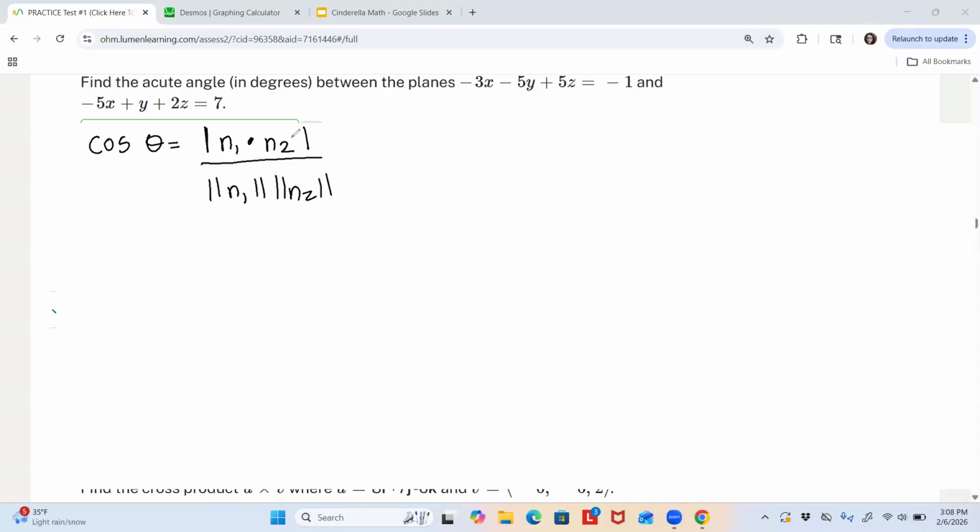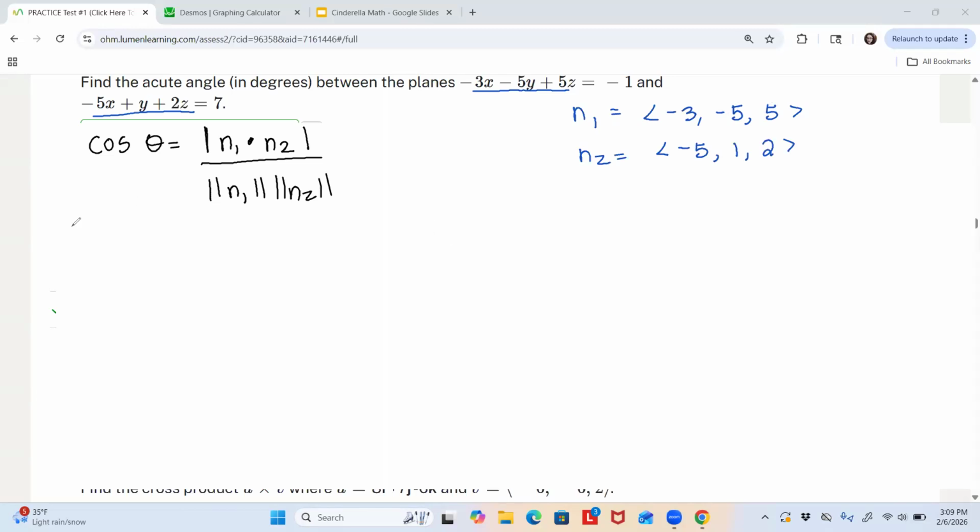But what do we mean by the normal vectors? They are just the coefficients of the planes that are given. So our normal 1 is going to be the coefficients of this, and you don't need to worry about the answer, just the coefficients. So negative 3, negative 5, 5. And our normal 2, just again, pull these coefficients. Negative 5, 1, 2.